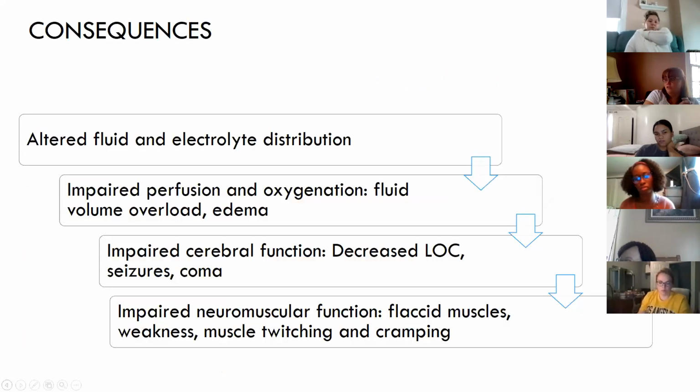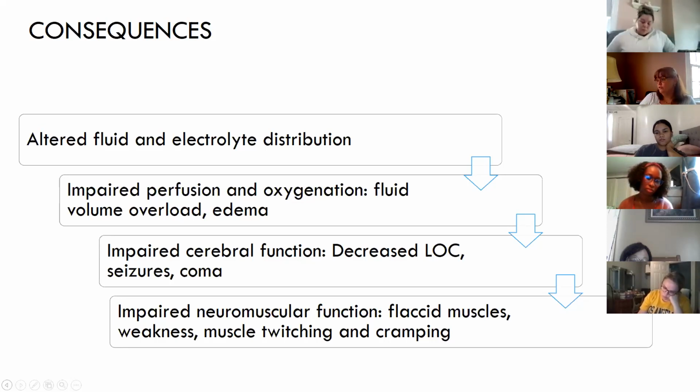So consequences, alterations in fluid and electrolyte distribution, we get impaired perfusion. Remember, our blood can't flow if it doesn't have the volume to push the cells through the body. It also impacts our oxygenation because it impedes the way the red blood cells are transporting that oxygen to the body. So fluid volume overload and edema can happen. We also can have impaired cerebral function. So all of our organs require fluid to stay healthy and to perfuse and perform properly. So we could have decreased level of consciousness, which could lead to seizures, etc.